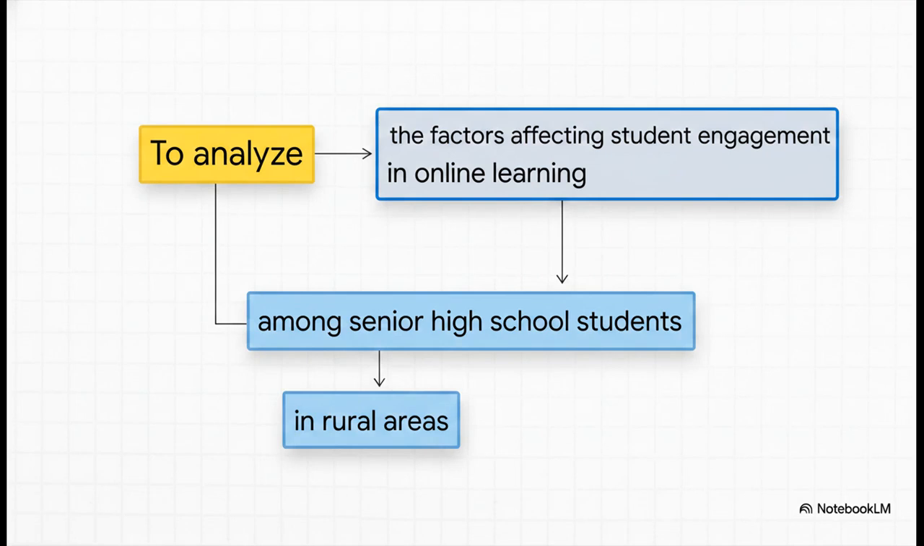Check this out. Here is Alex's final, perfectly crafted general objective using that exact formula. To analyze, that's our action verb, the factors affecting student engagement in online learning, those are the main variables, senior high school students, there's the target group, and in rural areas provides our context. Boom. It's clean, it's direct, and it leaves literally 0 room for confusion. Suddenly, Alex has a real direction and is probably breathing a huge sigh of relief right about now.